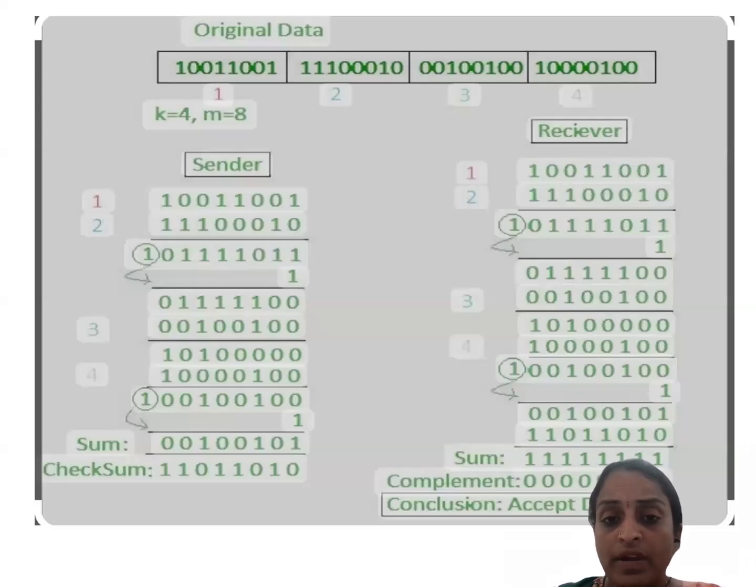Now, how many segments are there? Only 4 segments. First, we have to look at the sender side. First, we consider the first 2 segments, segments 1 and 2. You have to add these. 1 plus 0 is 1. 0 plus 1 is 1. 0 plus 0 is 0. 1 plus 0 is 1. Like that, we have to perform the addition.